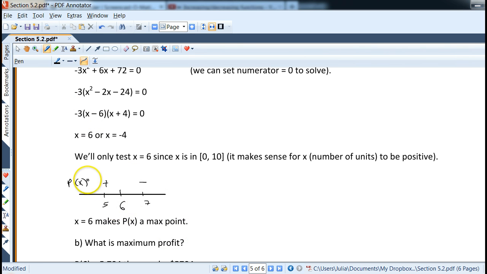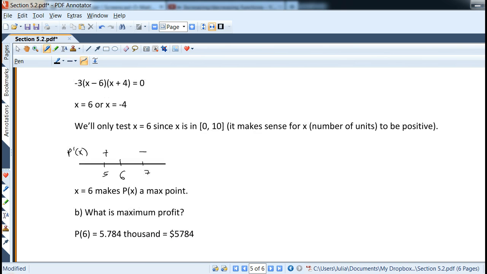Okay, so it is a maximum. Remember, plus means increasing, minus means decreasing. So 6 is a max. It's a good idea to test it. And then part B asks us what is the maximum profit. That's sort of like finding the y. So I plugged it in. I plugged 6 into the ln function, just as is on the calculator, and I got 5.784.